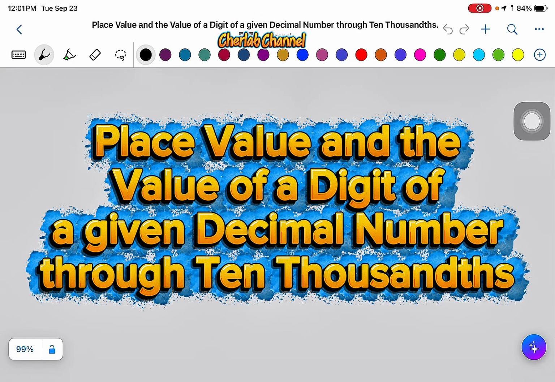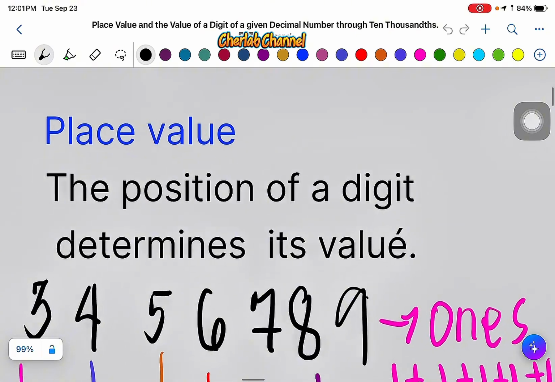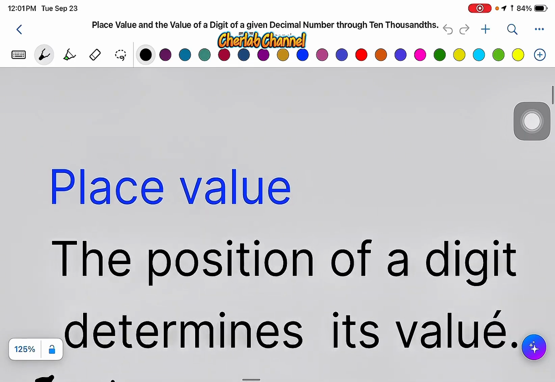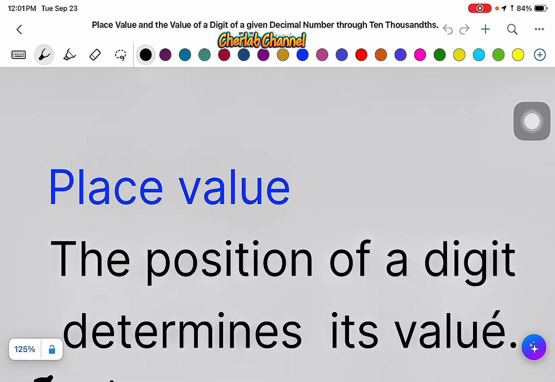Hi class, let's have our next topic, place value and the value of a digit of a given decimal number through 10,000ths. So first, let us understand what a place value is. It says that a place value is the position of a digit that determines its value.